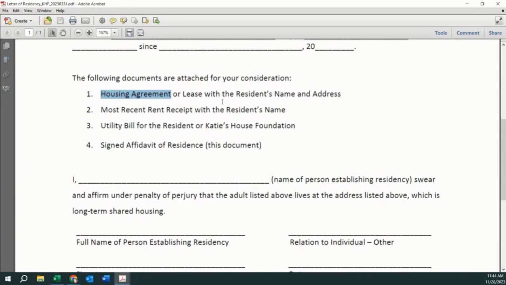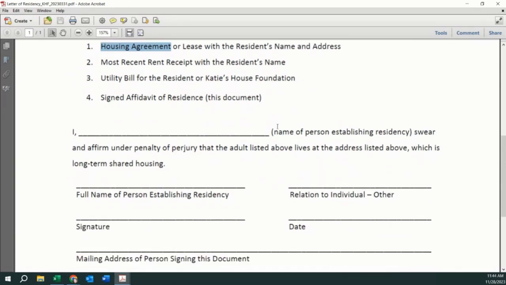I do want to caution you that in some cases, when people start getting mail to the house or the location, that may establish a landlord tenant relationship.